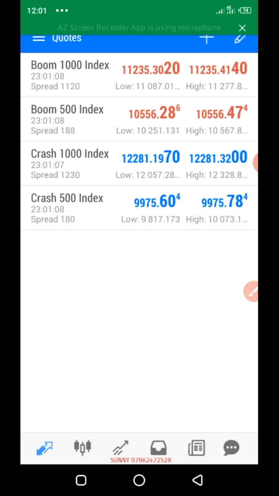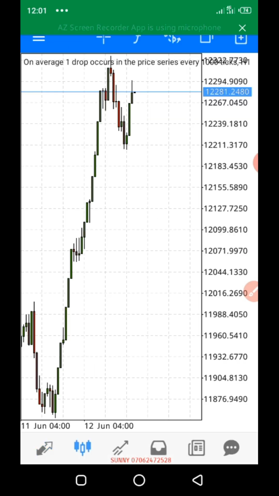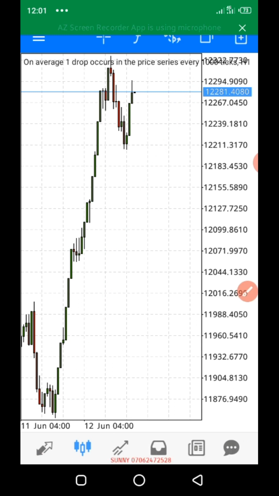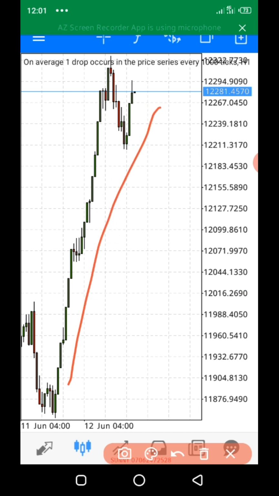So I'm just going to check Crash 1000. I told you that we're going to be buying Crash if we're in the uptrend, and we don't sell Crash, we buy Crash. So we are on the uptrend, so I'm going to buy this market. But before I use the strategy on this market, first of all, take notes. I must be on a buy trend. I must be on a buy trend. I must be on a buy trend.